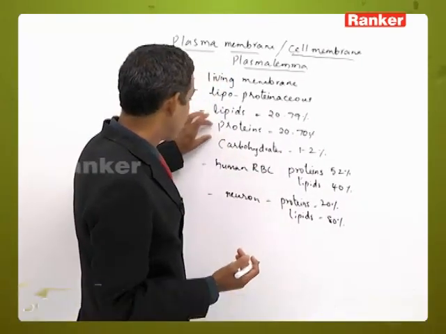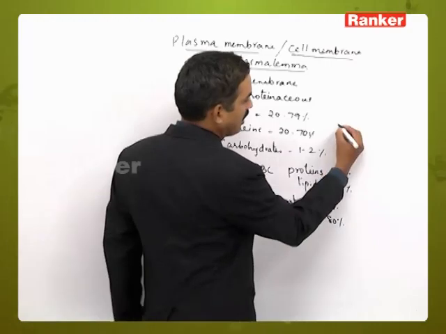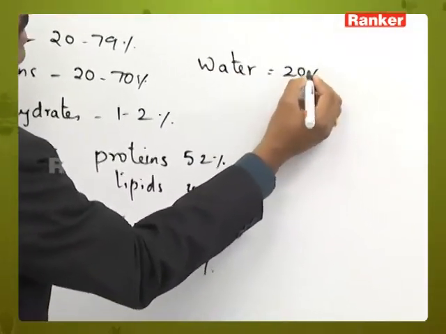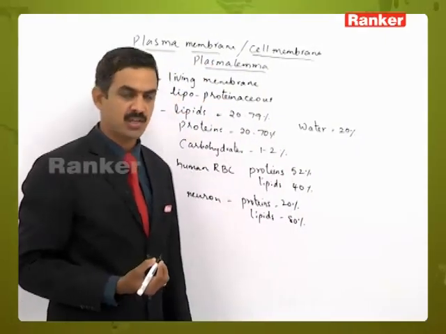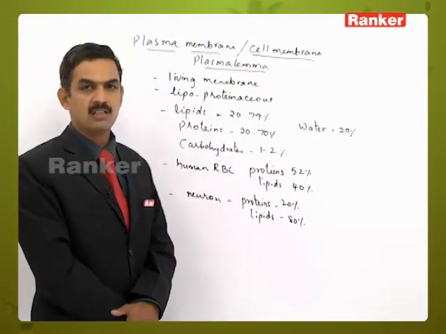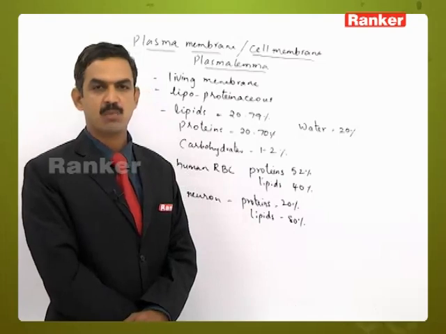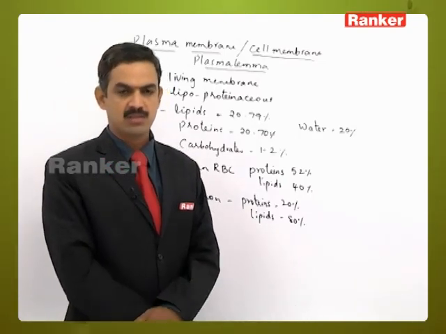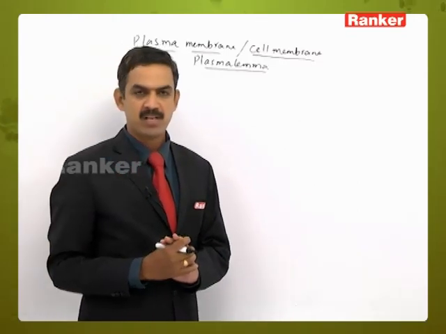Apart from the lipids, proteins and carbohydrates, they also contain some amount of water, nearly 20% in its composition. So this is the basic chemical composition present in the plasma membrane, and this is a structure. Plasma membrane is a living membrane, as we said.